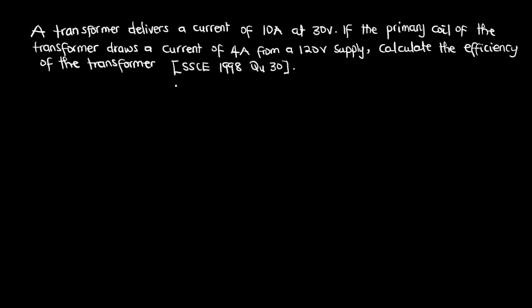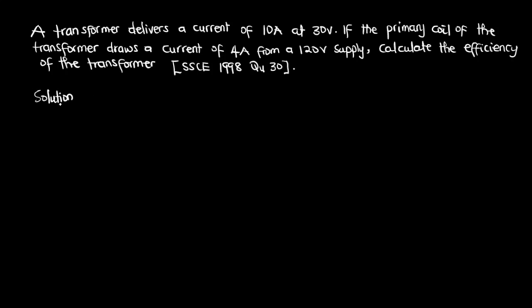We have a transformer delivers a current of 10 amperes at 30 volts. If the primary coil of the transformer draws a current of 4 amperes from a 120 volt supply, we are to calculate the efficiency of the transformer. Now this is very easy and very straightforward. So let's look at the solution.